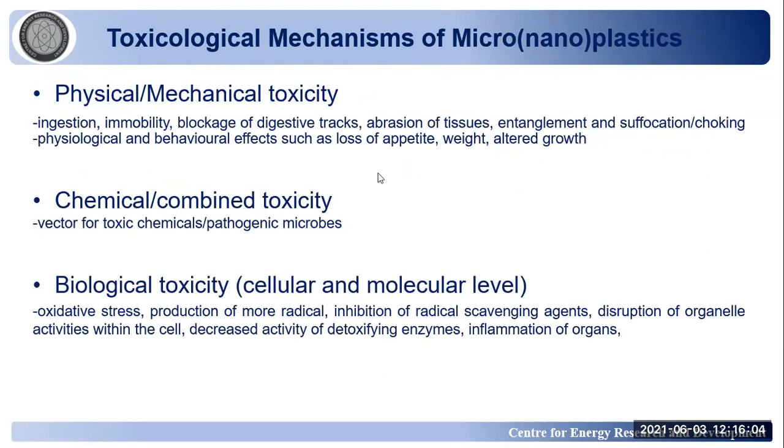We have the physical and mechanical toxicity, and the chemical and the biological. The physical is ingestion of plastic products, immobility, blockage of the digestive system, suffocation, and the rest. That shows the physical toxicity. In the chemical toxicity, it has been proven that microplastics act as vectors for persistent organic pollutants in the environment. And at the biological level, we talk about oxidative stress, inhibition of radical scavenging agents, inflammation of organs and the likes.